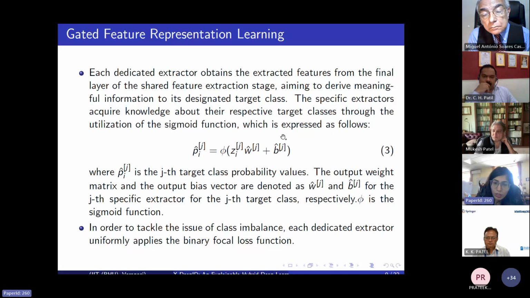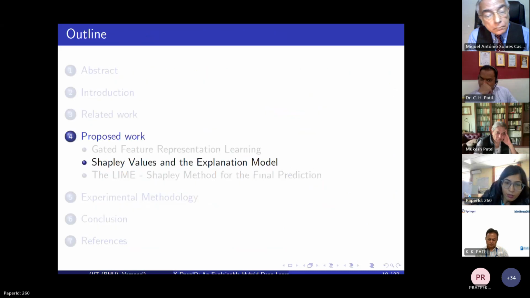Here, this is the sigmoid function. This is the output of the previous layer, multiplied by the weight value and added to the bias term. Here, this is the probability of the jth target class, and the output weight matrix and the output bias vector are denoted as W_j and B_j. Here again is our sigmoid function. And in order to tackle the issue of class imbalance, we have trained each dedicated extractor using the binary focal loss function.